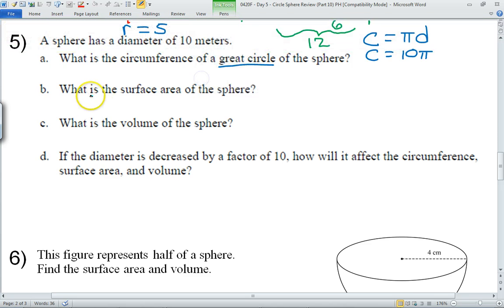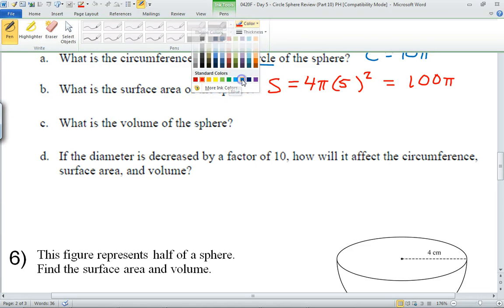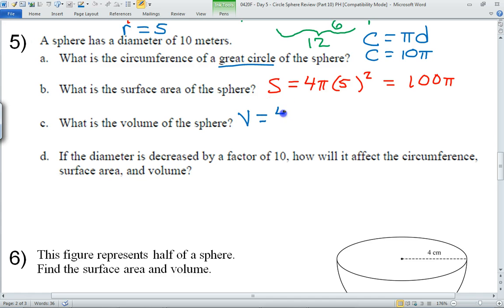Let's go ahead and do B. The surface area of the sphere. We'll just use the formula. Surface area is 4 pi times the radius squared. The radius is 5. So put that in your calculator. You're going to get 100 pi. So that's the answer to B. Okay, what's the volume of the sphere? The volume, just use a formula: 4/3 pi times the radius cubed. Just put that in your calculator. I'm coming up with 500 pi over 3. So that's the volume of the sphere.